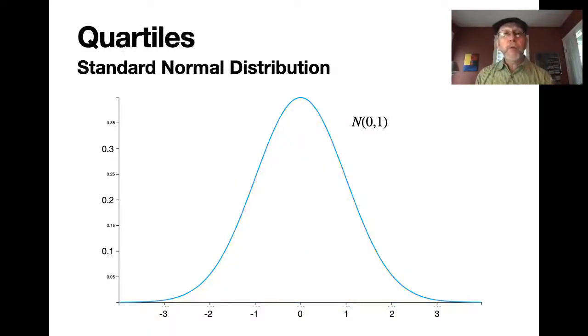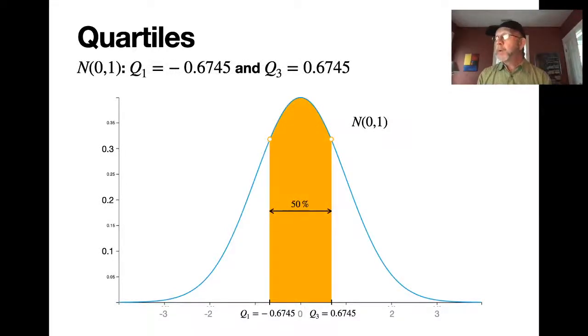We can also think about the quartiles of a normal distribution. So these would be the 25% point and the 75% point, right, for Q1 and Q3. If you look at the standard normal distribution, the quartiles turn out to be minus 0.6745 for Q1 and positive 0.6745 for Q3. So the middle 50% of the standard normal distribution lies between Q1 and Q3, that is minus 0.6745 and plus 0.6745.